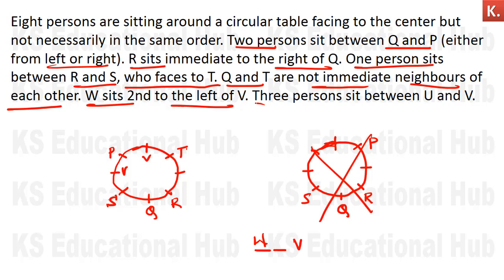The next one is 3 persons sit between U and V, so between U and V there is a gap of 3 persons. If I place V here, 1, 2, 3, U has to be here. That's not possible as Q is already there, so V cannot be here. There is only one choice, V has to be here, and between V and U there is a gap of 3 persons: 1, 2, 3, so U has to be here. V's second left has to be W, so W has to be at this particular place.